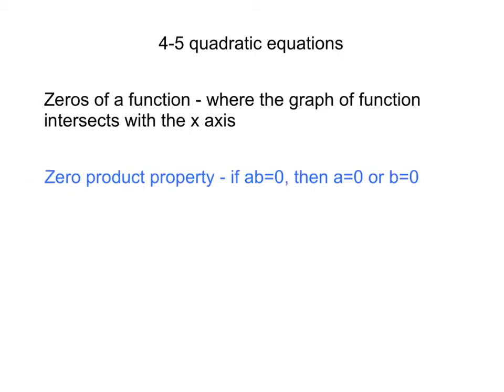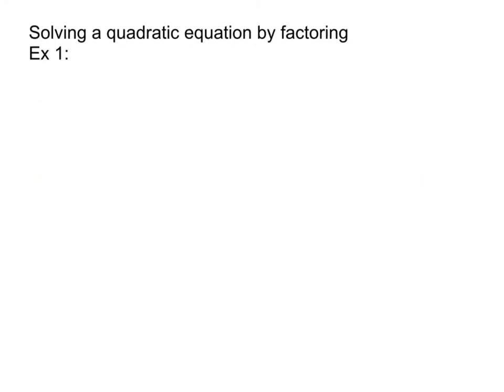The zero product property says if a times b equals 0, then either a equals 0 or b equals 0. To solve our quadratic equations, we are going to be factoring. So our first example is x squared minus 2x minus 8 equals 0. So first thing you want to check is make sure that your equation is equal to 0, otherwise we can't use the zero product property.